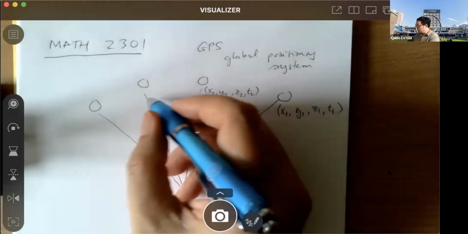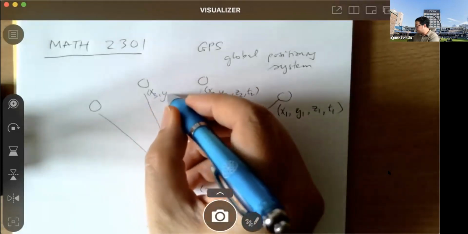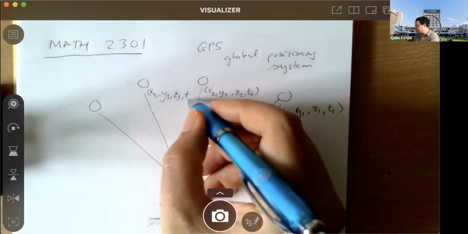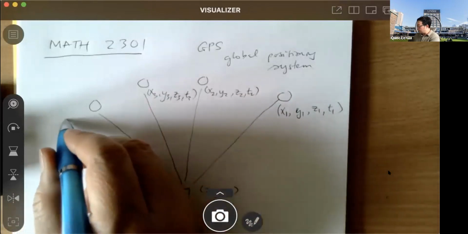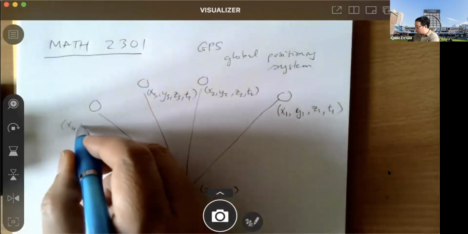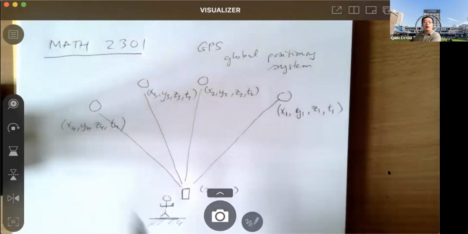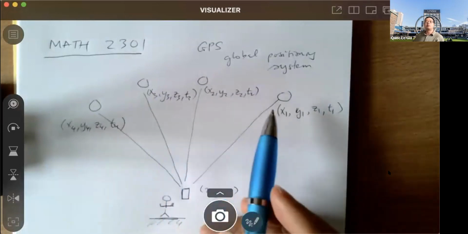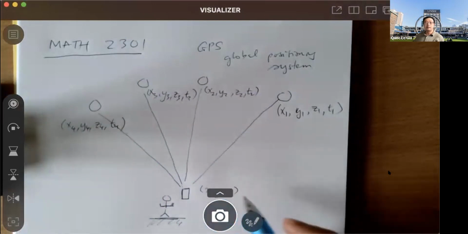And then similarly, the third satellite sends you X3, Y3, Z3, T3. And the fourth satellite gives you its position. So now you have 4 signals from 4 satellites, and now you try to identify X, Y, and Z.